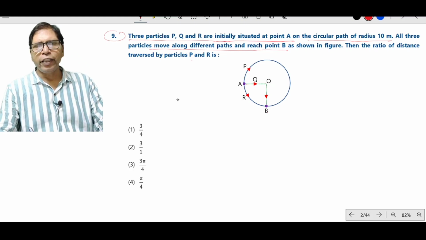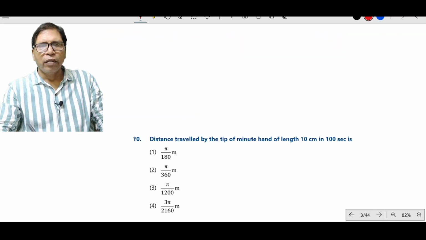So look at the distance traveled, SP by SR. Look at this. This is the 3 by 4 of 2 pi r, and this is the 1 by 4 of 2 pi r. So look at this. This is 3 by 1. Option 2 is correct.